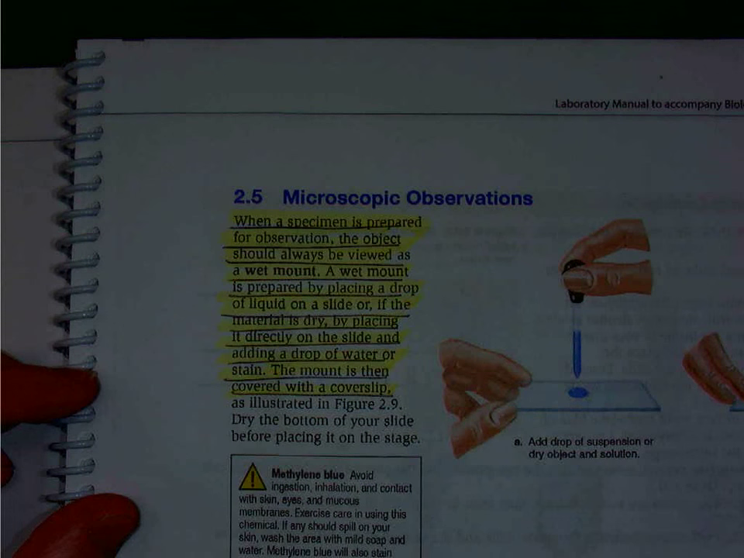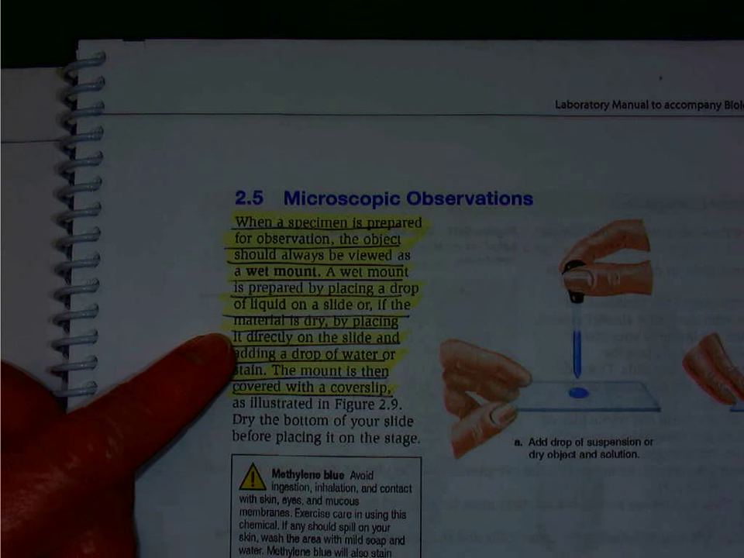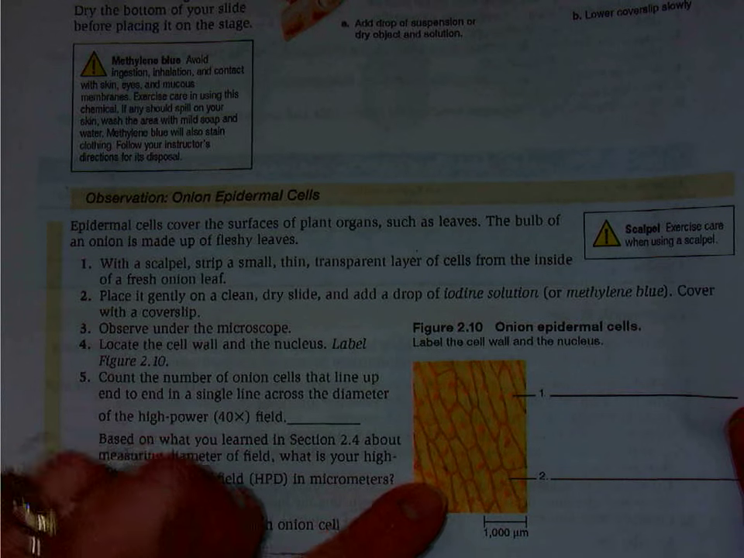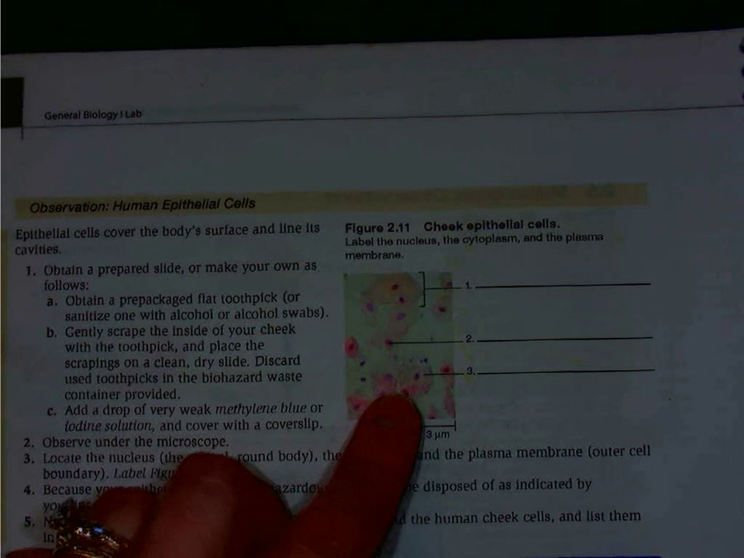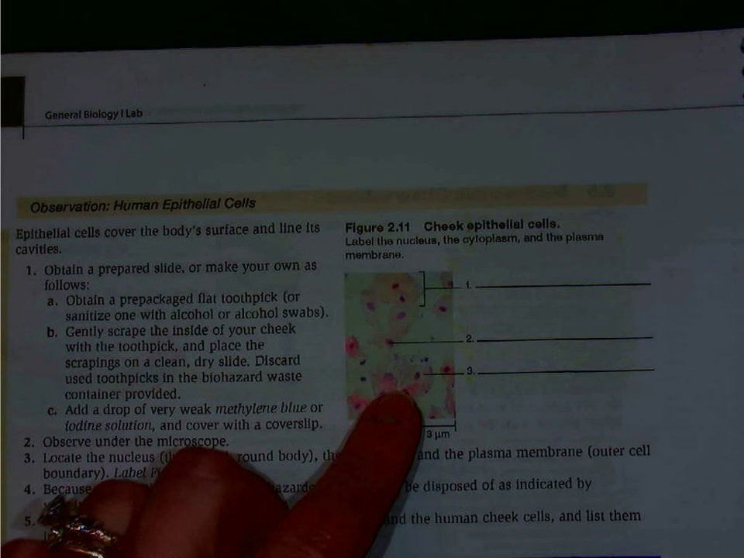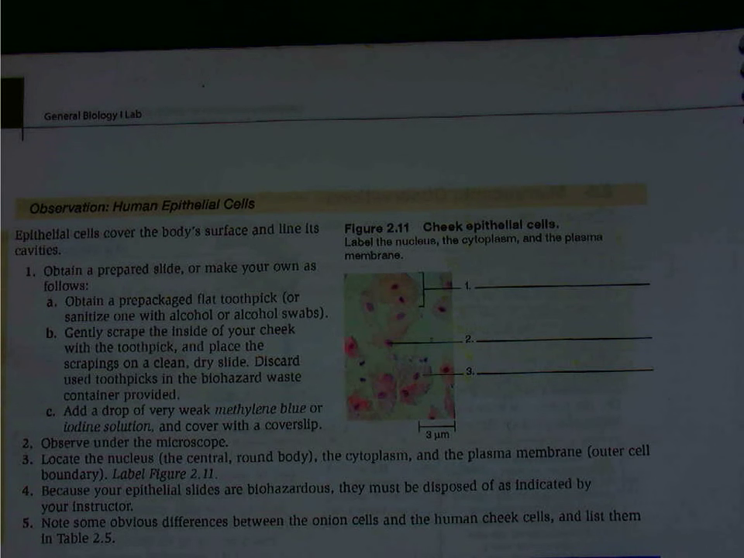So on page 31, we talked about how to make a wet mount slide, which we did with some onion cells. I think we did that with some cheek cells at one point. If not, we'll get there. But that's what we talked about, and cheek cells looked kind of like this if we did that. And so that's what we talked about in Lab 2. Some of the very basics about the metric system and basics of the microscope and how to use the microscope.